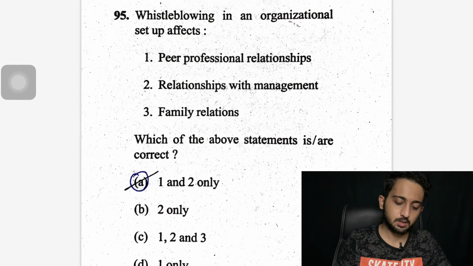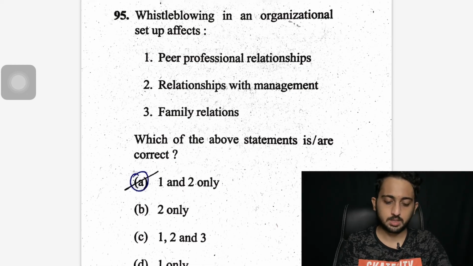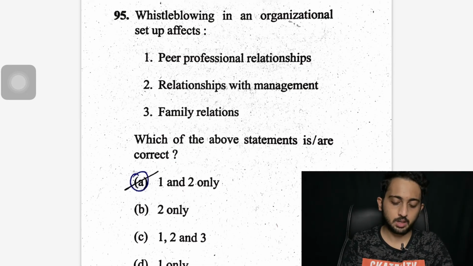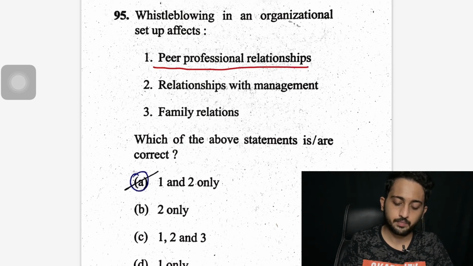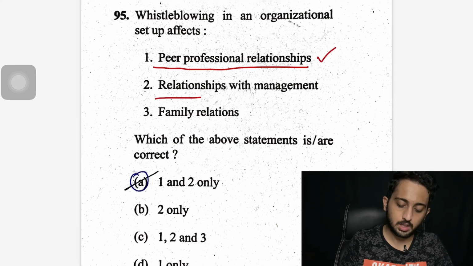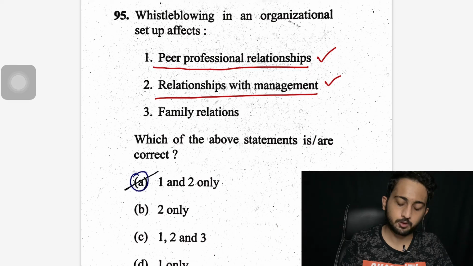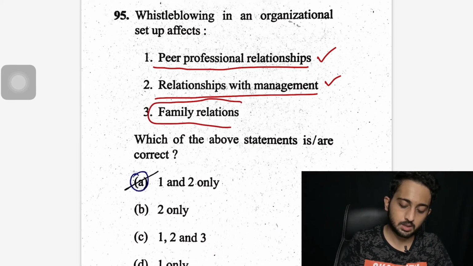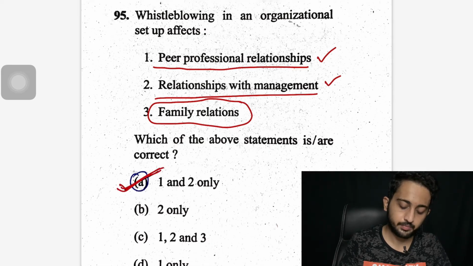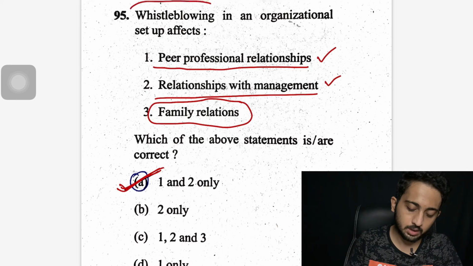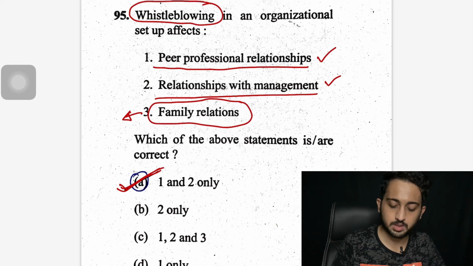Whistleblowing in an organizational setup affects. Generally, whistleblowers are someone who reports corruption or any wrongdoings in a particular organization. Even if you don't know this term, just look at the options. Peer professional relationships. Yes, it would definitely impact relationship with colleagues. So this is the answer. Relationship with management. Yes, it would impact relationship with management also. Family relations. This has nothing to do with family relations, right? So only 1 and 2 are right. So even if you don't know a particular term, just look at the options. Here, this is an odd man out, so 3 would not come in the options.